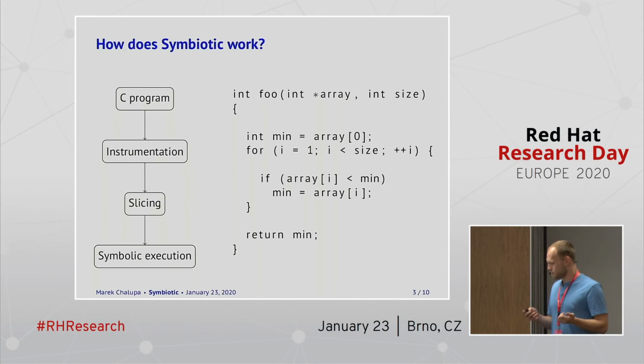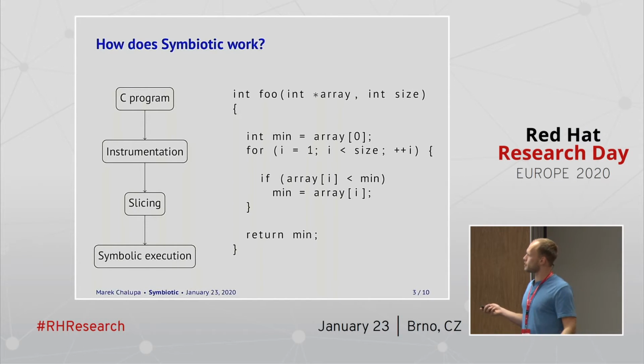So how does it work? Well, there are three main stages that the program goes through during the verification. Let's take it on an example. In fact, Symbiotic internally works with LLVM, so the steps do not look that fancy as I will show you on the slides, but let's stick with the C code.